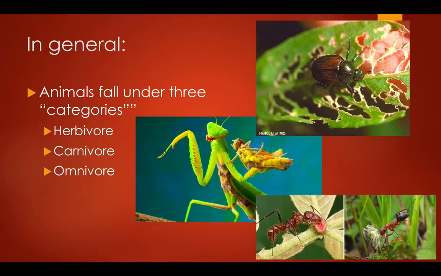And this can apply to also some of the smaller organisms that we've discussed over the course of this semester, including insects. So you have some insects that are only going to be eating plant material. You have things like mantids that consume other insects, so they would be considered carnivores. And then you have things like ants that can play both roles. They can eat plant material, they can also eat insects. So they can be considered omnivores.